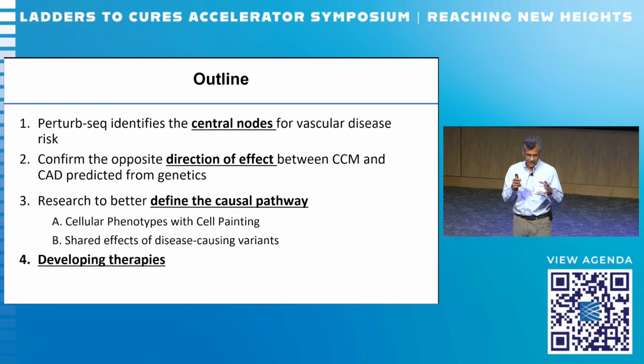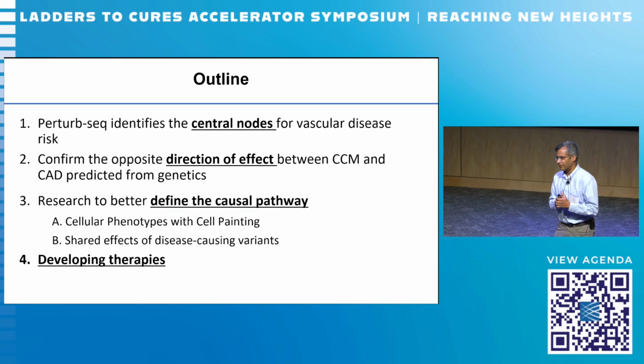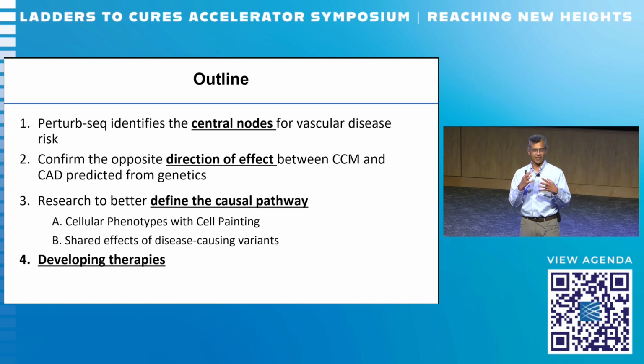And so the outline of what I'll present today is that, from Perturb-seq, we have identified central nodes for vascular disease risk, and the node that I'm going to talk about is the regulation of KLF2 and 4, transcription factors that are very involved in shear stress response, the response of endothelial cells to blood flow. But there's this opposite direction of effect between CCM and CAD genetics, and so what are the insights we can make in that? So finally, the work that was funded by this Ladders to Cure seed project was to define the causal pathway for CCM better.